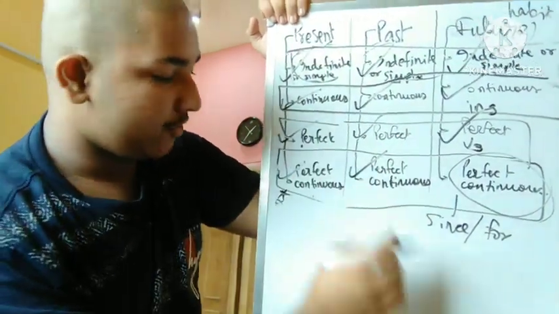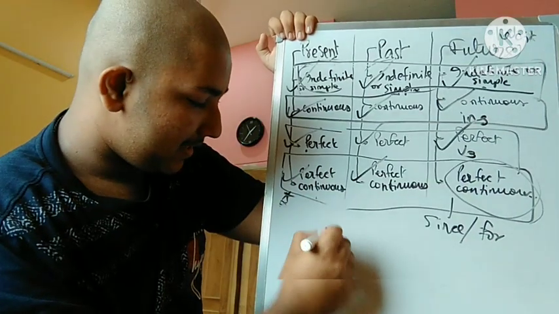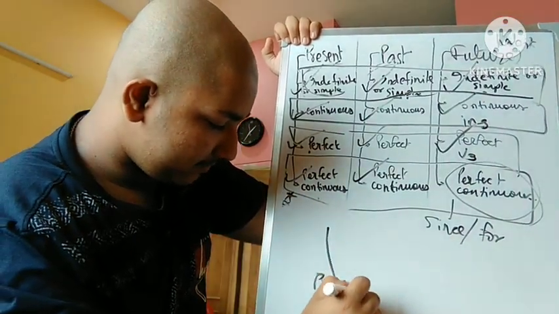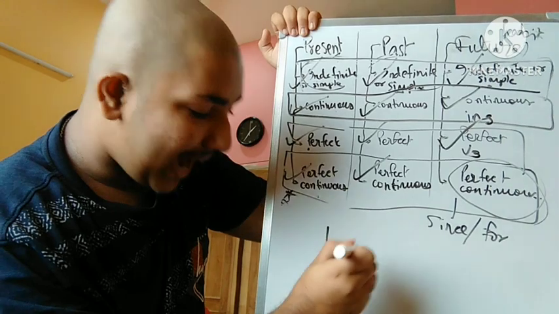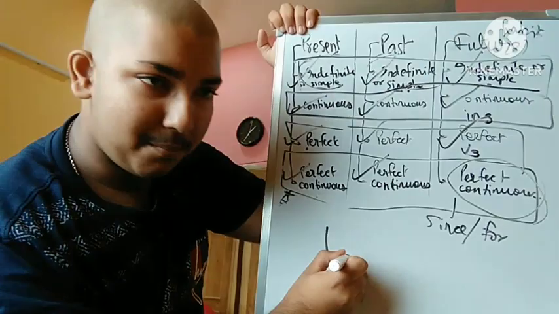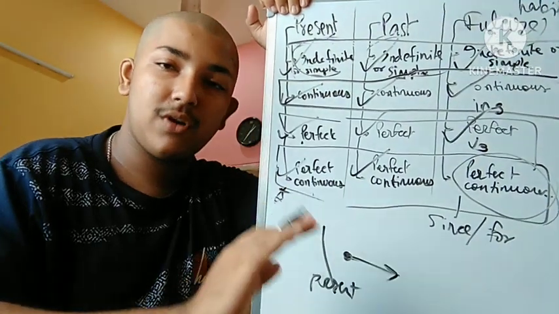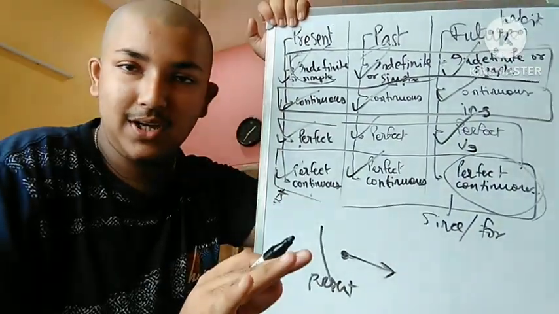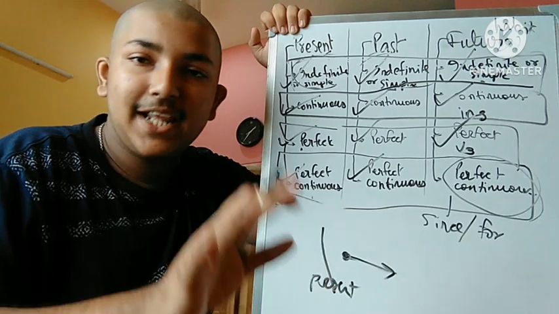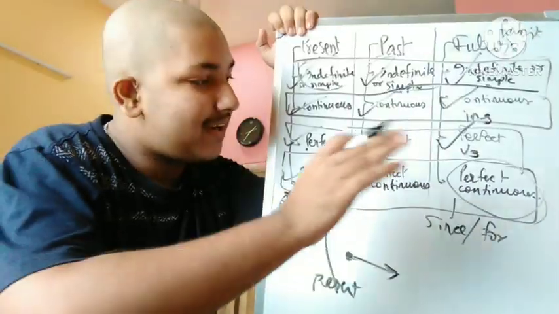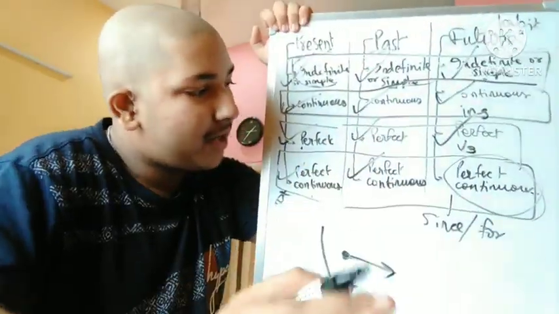Future perfect continuous means this is our present line. I will be starting something in future and I will be continuing that. I know the starting point of that work, but I don't know the ending point of that work. This is known as future perfect continuous.